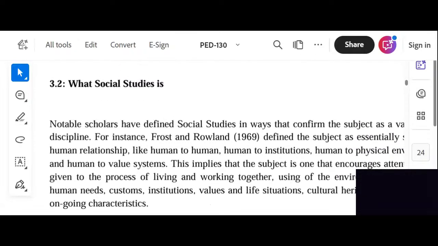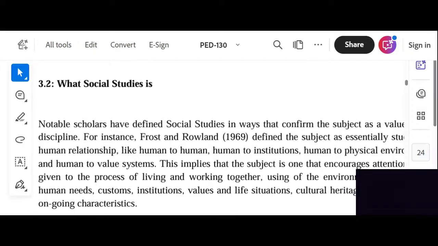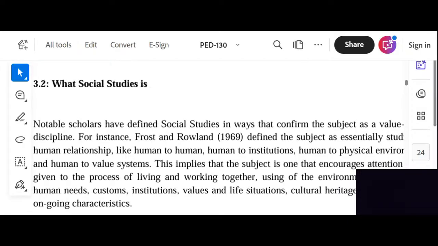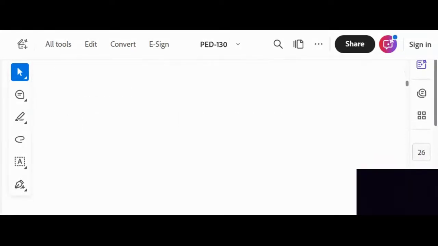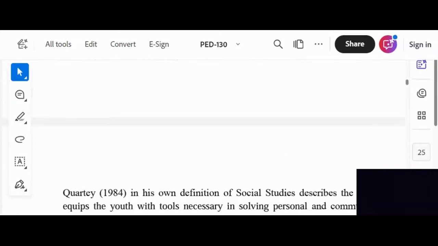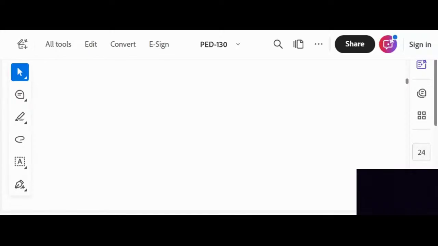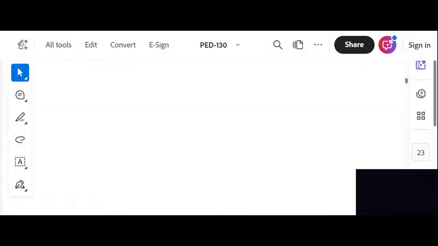What is social study? We have seen what social study is not. Now, what social studies is, is the next thing we are concerned about. And this is where we get the real definition. So in this sense, we would have been able to differentiate between the meaning and the wrong notion that people have about it. What's wrong with it?